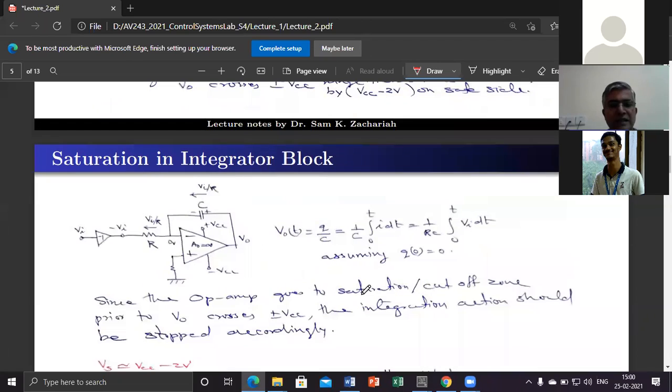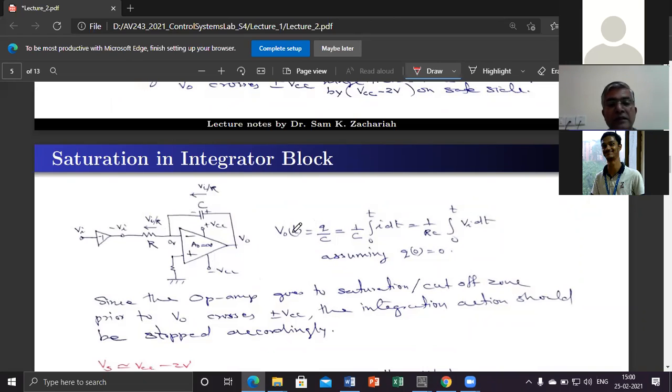There is only a single curve, and hence there is no phase lag, etc. Next block is the integrator block. This is more complicated because it is a dynamical block, a dynamic system having storage in the capacitor in the form of charge. We can get the transfer function of this integrator. This is an ideal integrator.